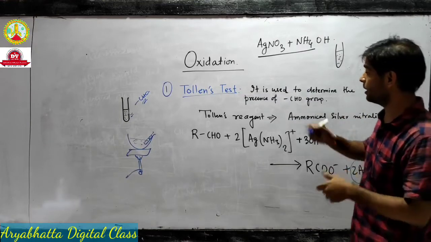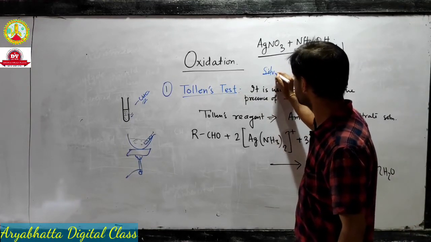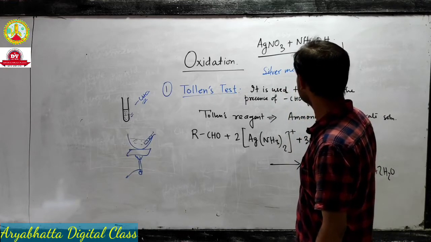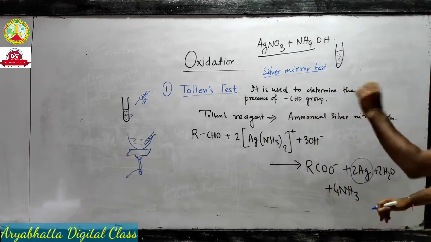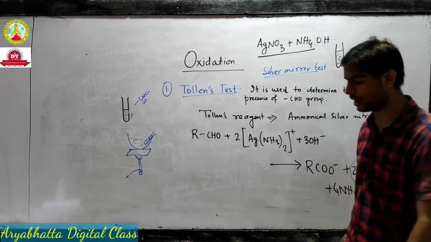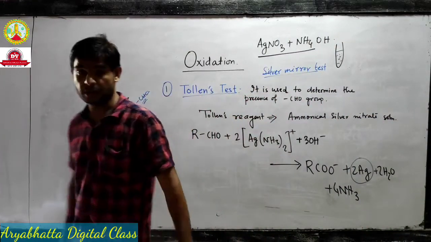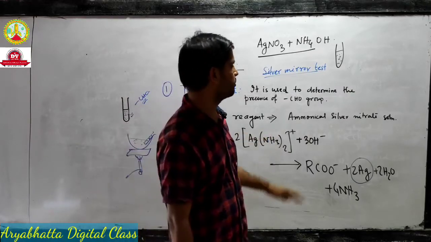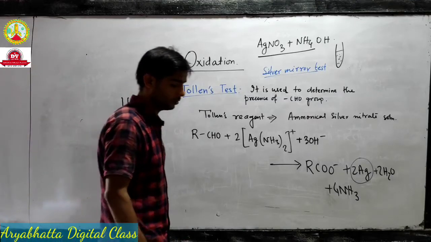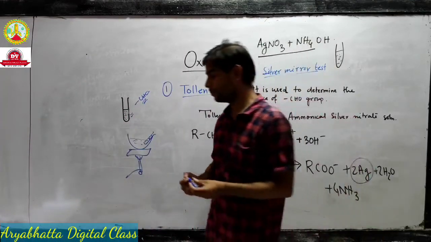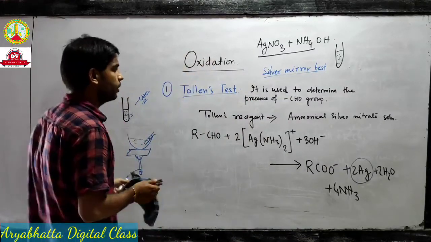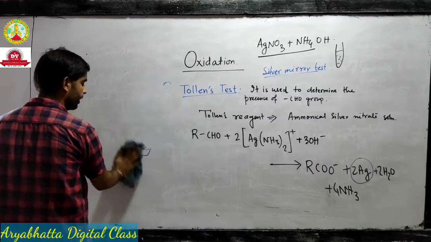So this test is also called the silver mirror test, because it forms a mirror of the silver. On the wall, silver gets deposited and it looks like a mirror. So the deposit of metallic silver creates this mirror. That's why this test is also called the silver mirror test or Tollens test, Tollens reagent. I hope you got this. It's very interesting.